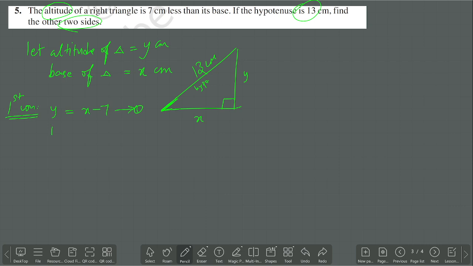Hypotenuse, let me write. Then can I give a name for the triangle, better? A, B, C. Then y is BC. What about this one? Base, AB. Then hypotenuse AC, which is equal to 13 centimeter.